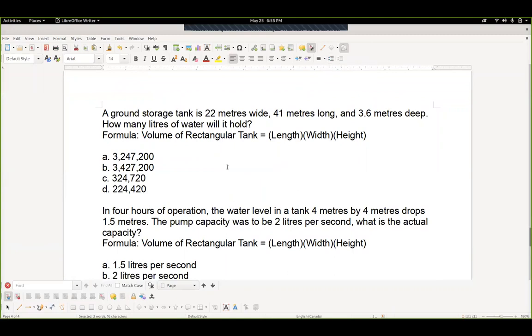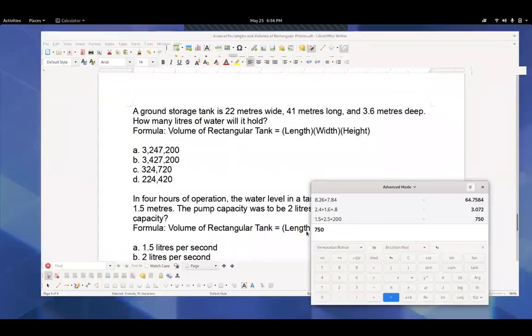Okay, next. A ground storage tank is 22 meters wide, 41 meters long, and 3.6 meters deep. How many liters of water will it hold? So the formula is that the volume of a rectangular tank is the length times the width times the height. So what we're going to do now is we are going to multiply that out to figure out how many liters of water it will hold. And we'll remember that every cubic meter holds 1,000 liters of water. So volume equals 22 times 41, they're all in meters, so that's excellent, times 3.6. So we multiply that with our calculator.